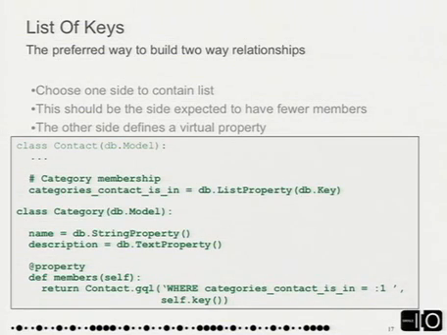What we do is we query against contact, where categories contact is in is equal to the first parameter. And what we're going to do is get the category object instance that we're calling and pass in that category's key. That's how you're going to link these objects together.